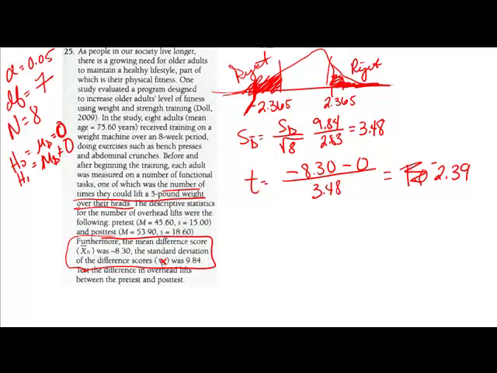So what can we do? We're going to reject the null hypothesis. The average number of overhead lifts for a sample of 8 older adults significantly increased over the 8-week period. The results of this analysis suggest that weight training may increase older adult levels of physical fitness. Yay, exercise.